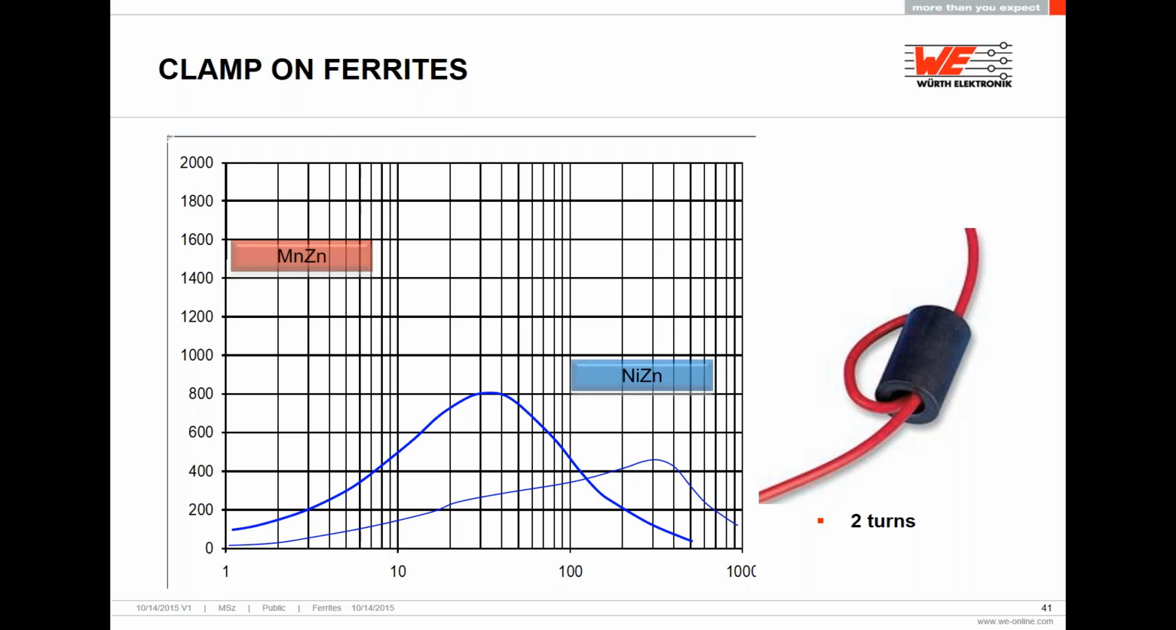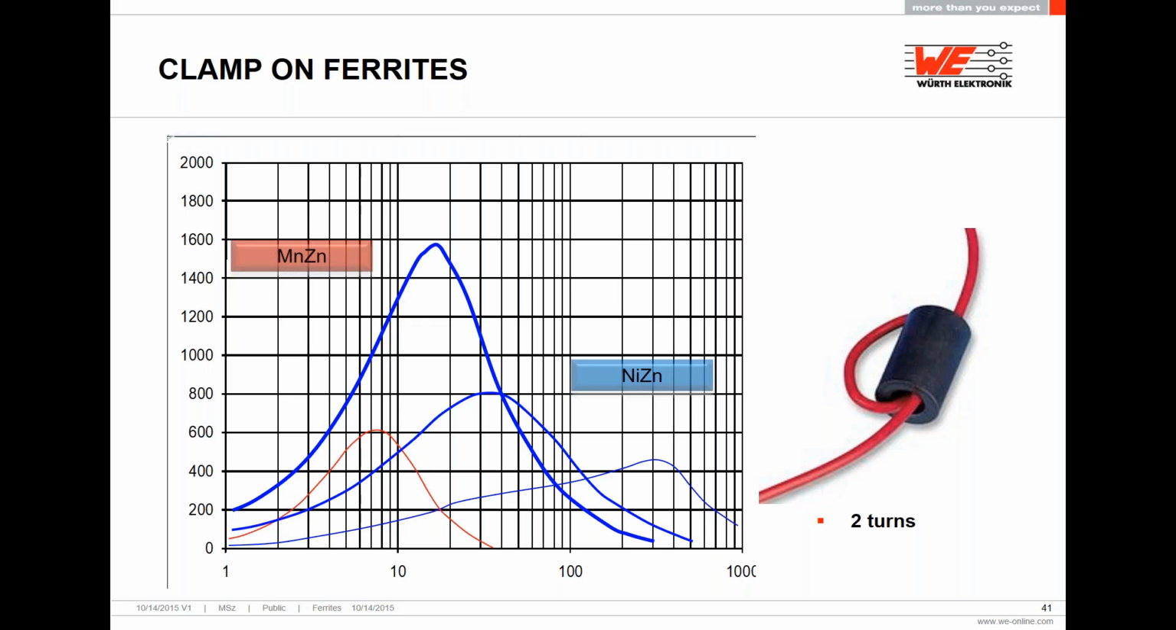So, by adding multiple turns through the ferrite, you are increasing the impedance, but you're shifting the frequency range because you're adding capacitance. So this second curve shows the impedance you will get if you do two turns through the clamp-on ferrite. This third curve shows impedance with three turns. As you can notice, a higher impedance but a shifted frequency range.